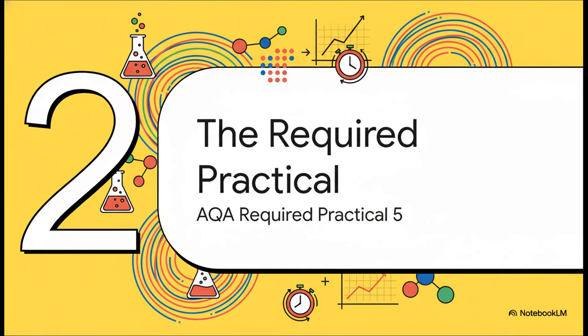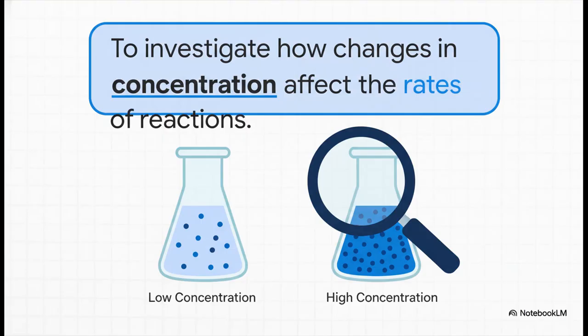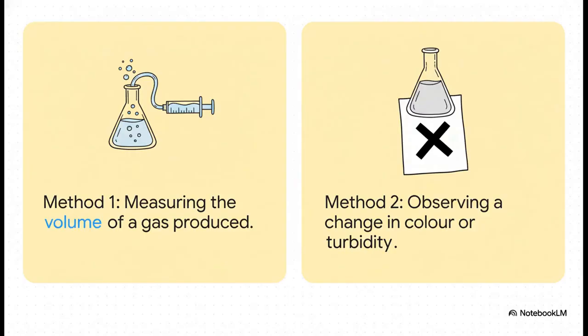For AQA, this required practical is all about investigating how one specific thing, concentration, messes with the speed of a reaction. So, what's our mission here? It's simple, really. We want to find out what happens to the reaction speed when we fiddle with the concentration. We've got a hunch, right? We're basically testing the idea, does making a solution stronger make the reaction go faster? Let's find out.